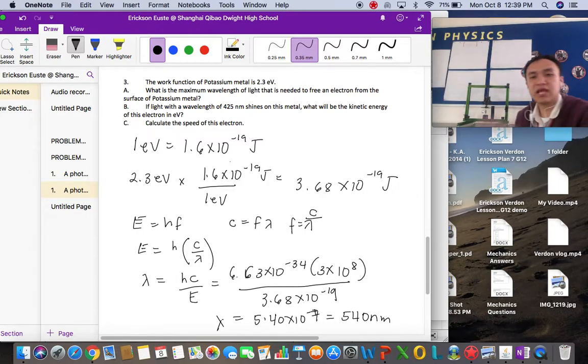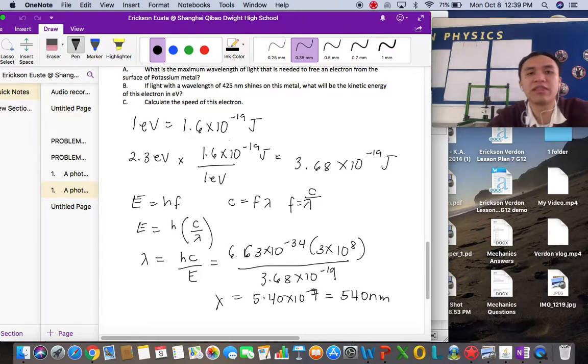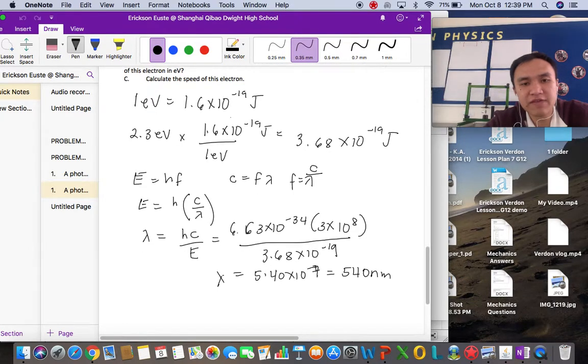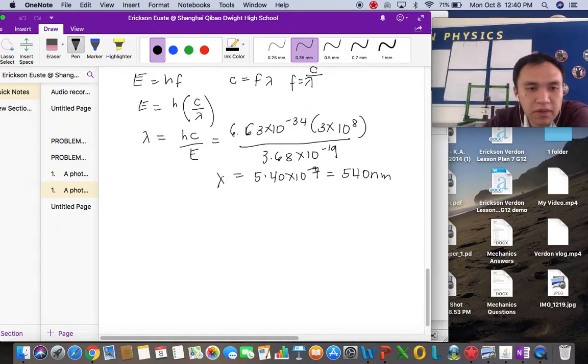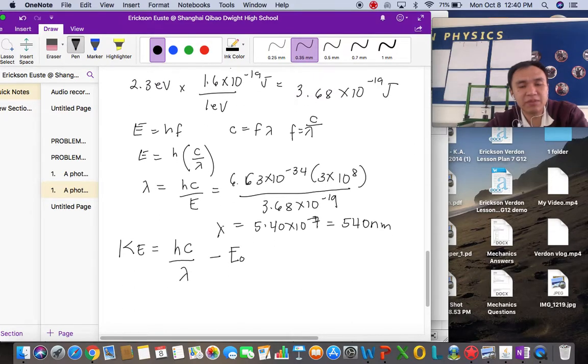Now, that is already the wavelength that you need to free the electron. If the wavelength now is 425 nanometers, what will be the kinetic energy of the electron in eV? So what you can do right now is just the same. So KE is equal to the energy of the photon, which is hc over lambda, minus the work function, which is 3.68 times 10 to the negative 19.